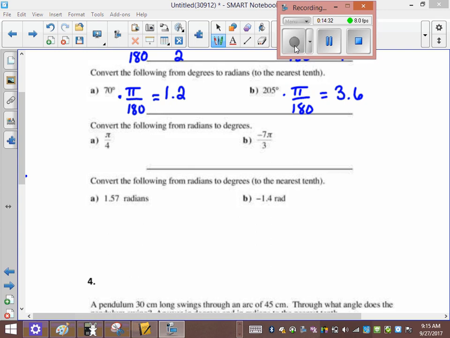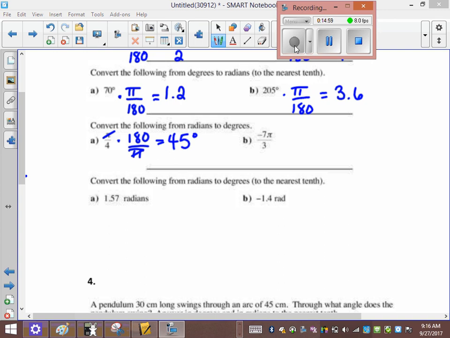So converting from radians to degrees, you multiply by 180 over pi. If there is a pi in it, it's wonderful because the pi's just cancel. If there's not a pi in it, you're going to have to deal with it. That's in the next example. So this pi and this pi cancel, and then you get 180 divided by 4, which is? 45 degrees.